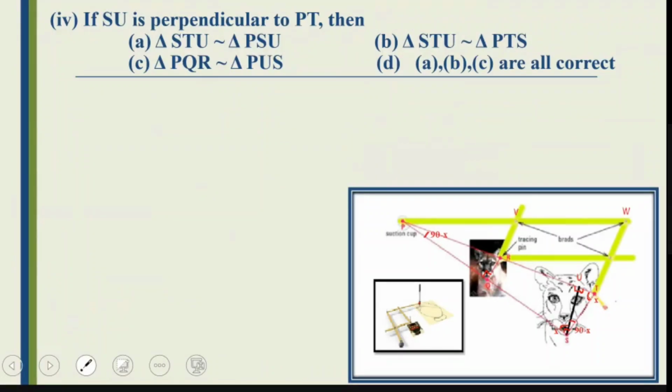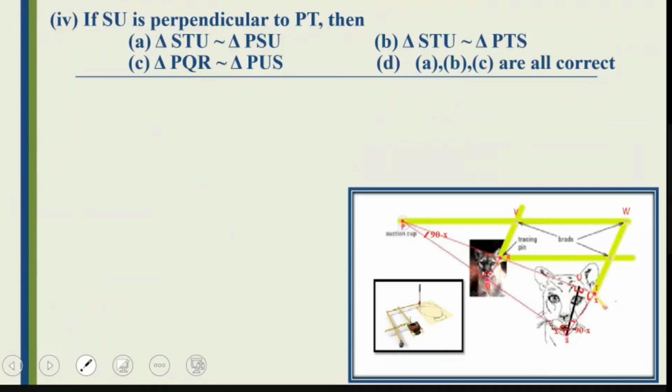Now let us take up the triangles one by one. If I take the triangle STU, in this triangle I have one angle to be as x, one 90 minus x, and one angle as 90. Let us take PSU. If I take PSU, again I have one angle as x, one angle as 90 minus x, and one angle as 90. So that means these two triangles are similar by the AA rule. I take STU, one angle is x, one is 90 minus x, one is 90. If you take PTS, also, one angle is 90 minus x, one angle is x, and one angle is 90. So again, STU is similar to PTS.